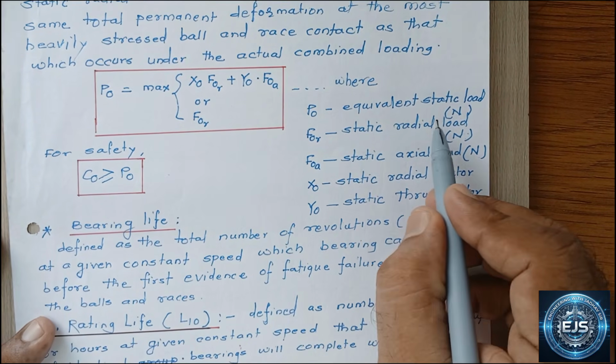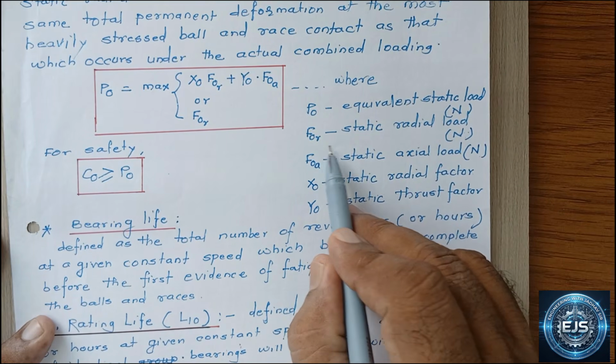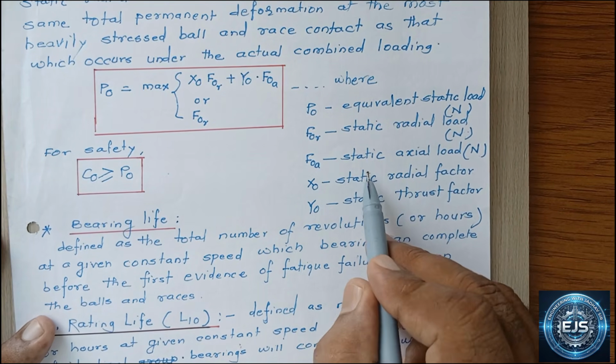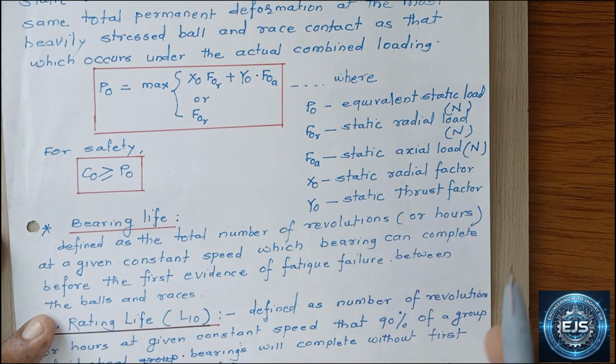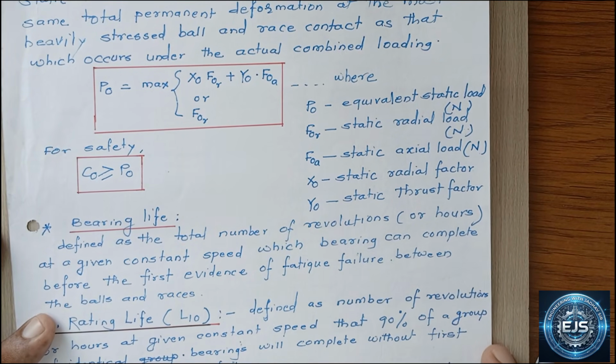So P0 is equivalent static load in Newton. F0r is the static radial load. F0a is the static axial load. X0 is the static radial load factor. Y0 is the static thrust factor.